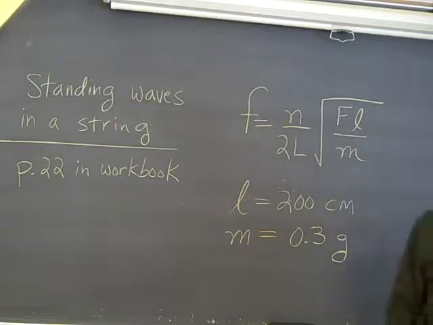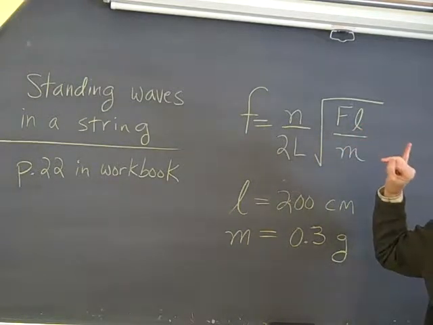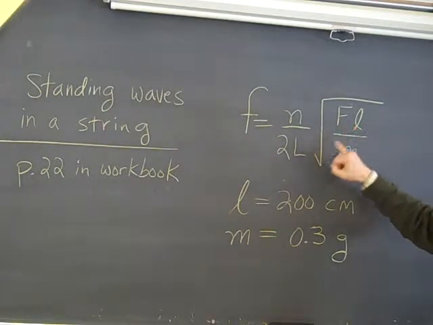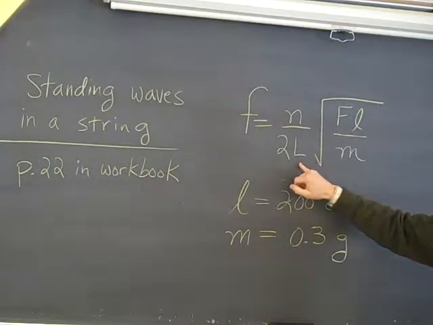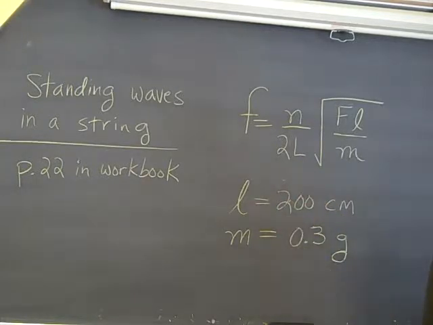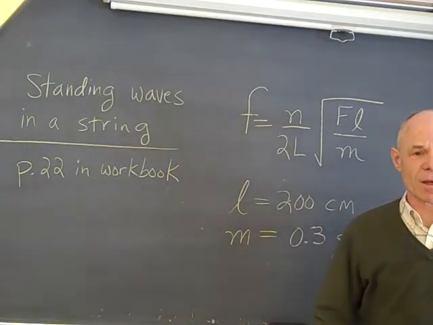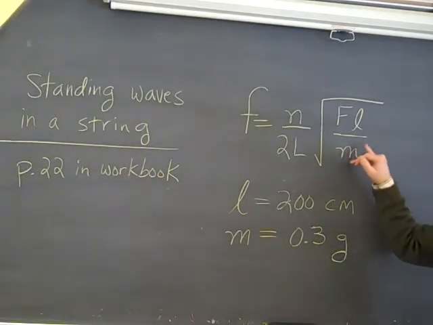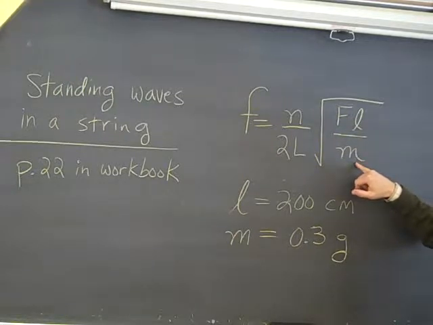Now, as we saw in the demonstration in class a few days ago, there often is a difference, it doesn't have to be, but there often is, between the uppercase L and the lowercase l. The uppercase L is the actual length of the vibrating string between the wave generator and the pulley on the other end. The lowercase l and the lowercase m are characteristics of the string.